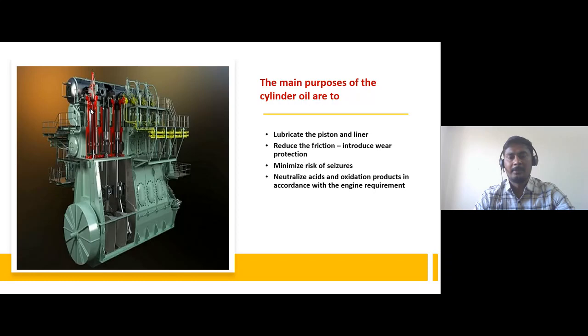Whenever fuel is burned in the ship's engine, there are some blow-by products coming, which are also very acidic. It's because of the sulfuric acid in the fuel. When it's burned, some acids are generated, so the cylinder oil can reduce these effects.